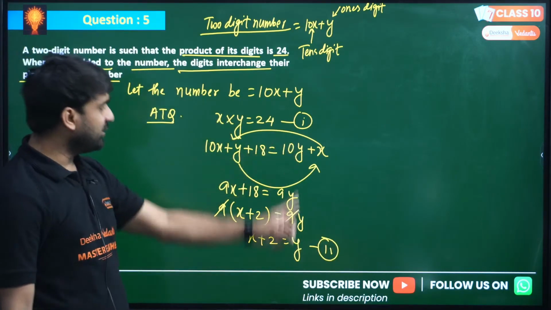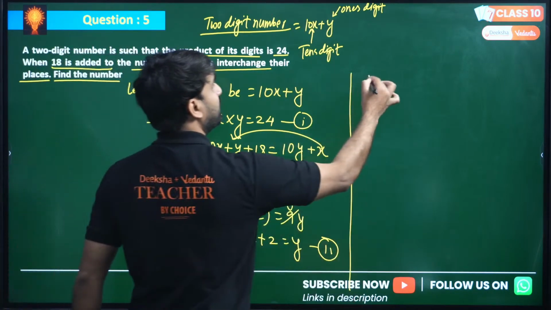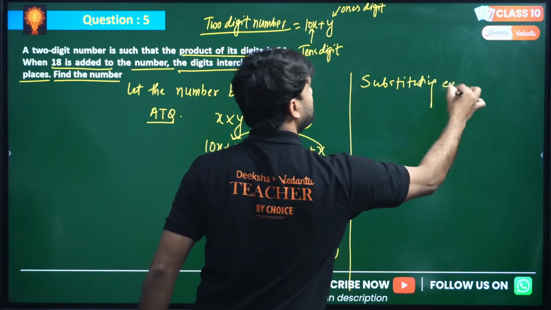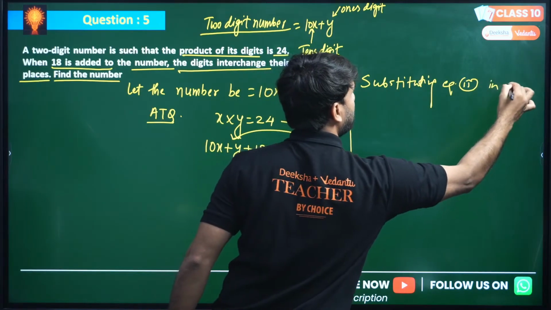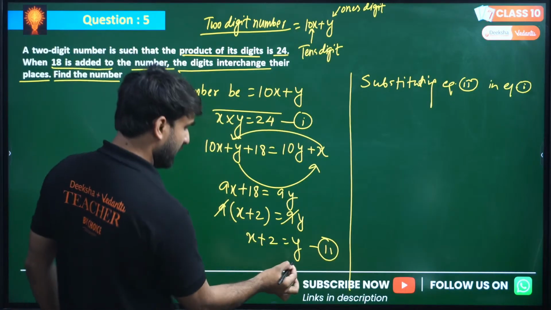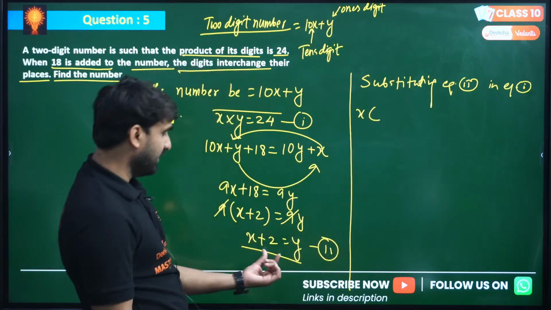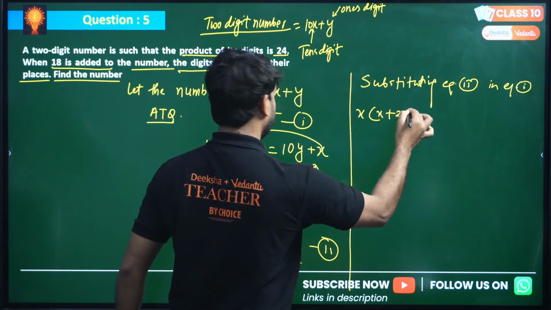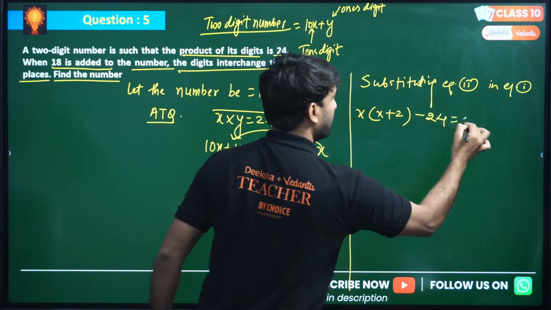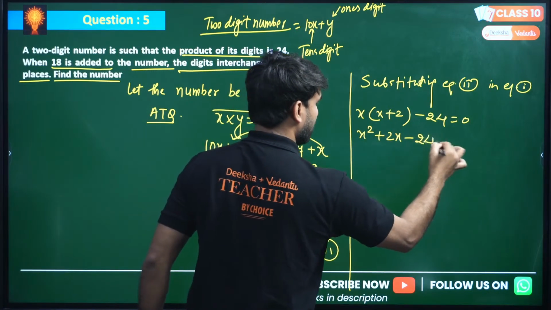So you have equation 1, you have equation 2. Yes, you can use the substitution method. So substituting equation 2 in equation 1. X into y equals 24 and y equals x plus 2. So we can replace this y. So x into y will be replaced by x into x plus 2, equals 24. So this 24 will go to that side, minus 24 equals 0. So we solve this: x square plus 2x minus 24 equals 0.